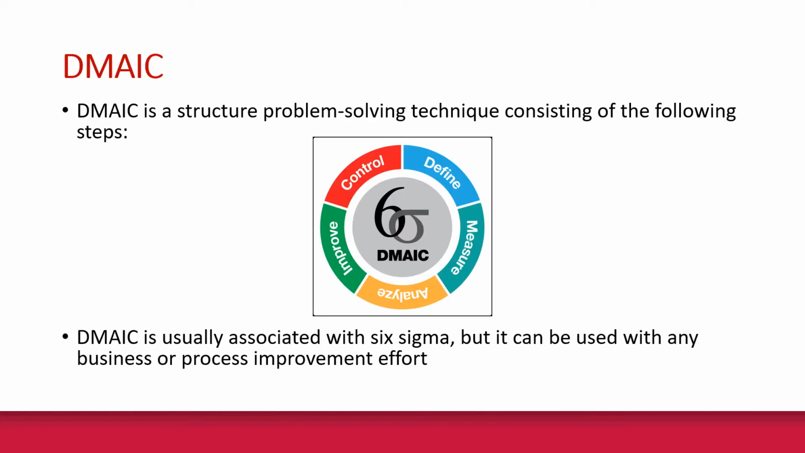So DMAIC is a structured problem-solving technique consisting of the following steps. First, it's define, measure, analyze, improve, and control. And those have the acronym of DMAIC. DMAIC is usually associated with Six Sigma, but it can be used with any business or process improvement effort.